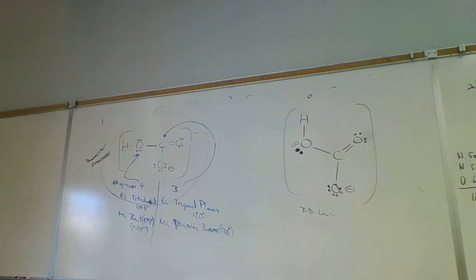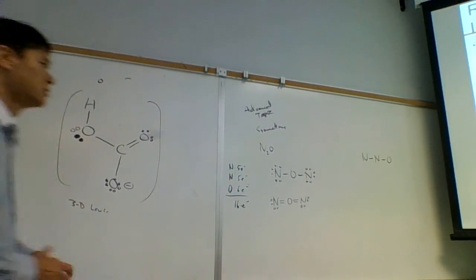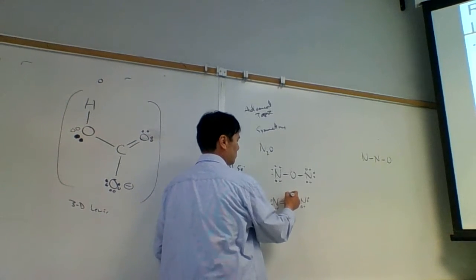Does this look good to you? Well, that's following the rules, right? Everybody has an octet, but somebody's very unhappy in this. What's very unhappy? Oxygen. What's unhappy about oxygen? It's only got 4. It's supposed to have how many electrons? 6. So this oxygen is plus 2.